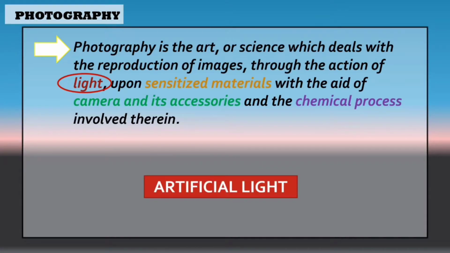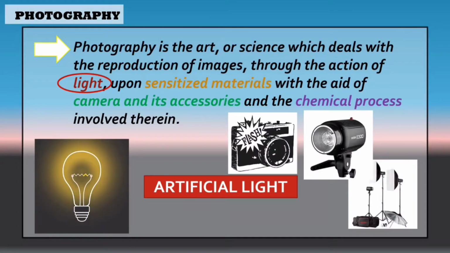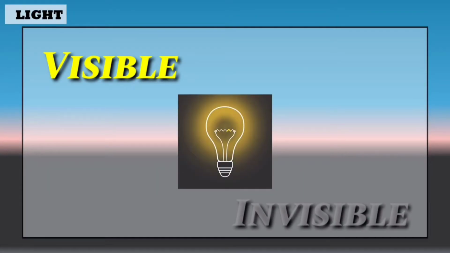Next is artificial light. These are lights that are man-made, such as incandescent bulbs and studio lightings. We can also include the built-in flash in the camera. This type of light is only used in indoor photography. Light can be classified as visible and invisible.